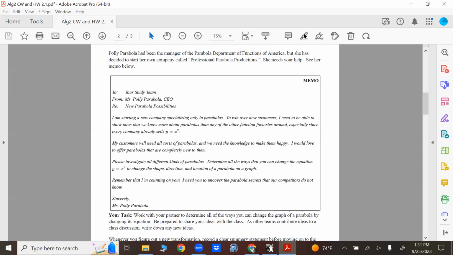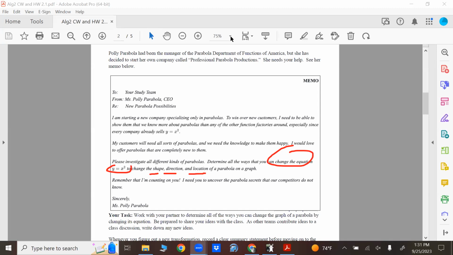Please investigate all different kinds of parabolas, determine all the ways that you can change the equation. That's a big one. That's what we're working on today. All the ways you could change the equation y equals x squared. So you could look at the shape, direction, location of the new parabola. Remember, I'm counting on you. I need to uncover the parabola secrets that our competitors do not know. Sincerely, Ms. Polyparabola.